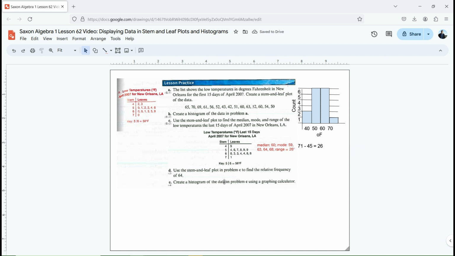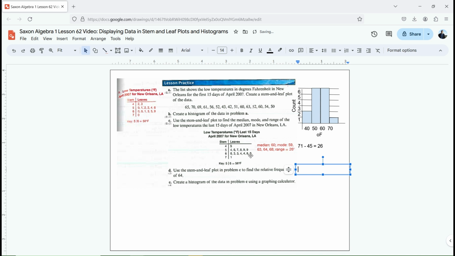Letter D. Use this stem and leaf plot to find the relative frequency of 64. Remember relative frequency? It's the number of times a number appears compared to the total number of data points that you have. All right. So how many 64s do we have in this data set? We count up the number of 64s. There's 2 of them, divided by the total number of data points. Well, I remember that number was 15, right?